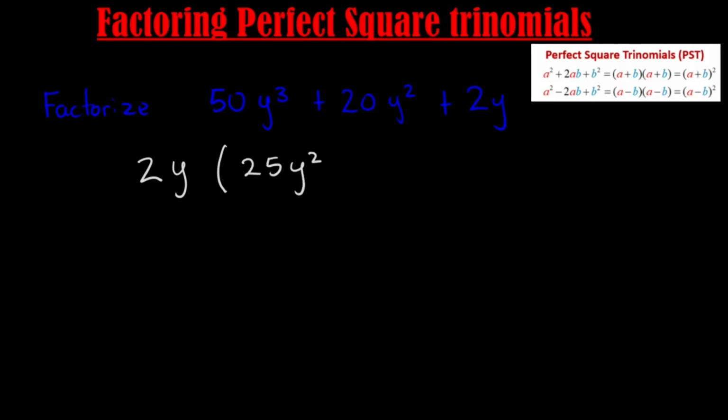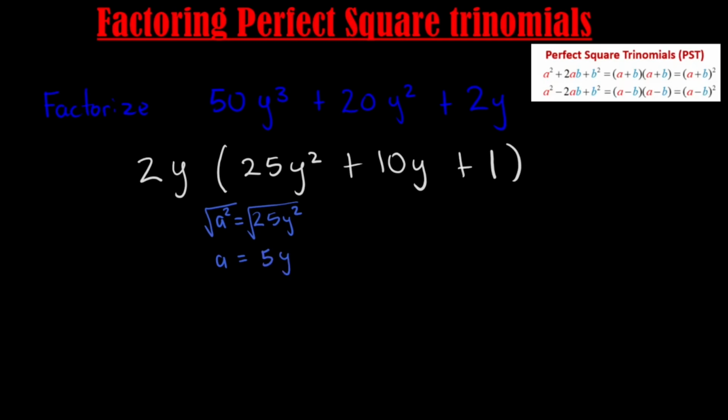So when we factor out our 2y, we're left with 25y squared plus 10y plus 1. So we're just going to leave our 2y over there and focus on the trinomial that is in the brackets. So our first term, which is normally a squared, is 25y squared. So we're going to find the square root of that to see if it is a perfect square. So a is equal to 5 times the square root of y squared, which is y, so we get 5y. Therefore, our first term is a perfect square.